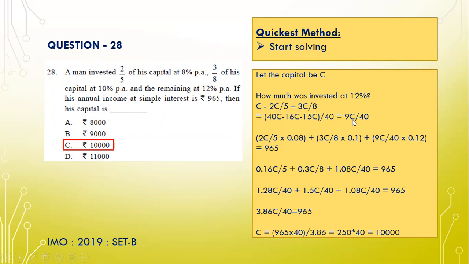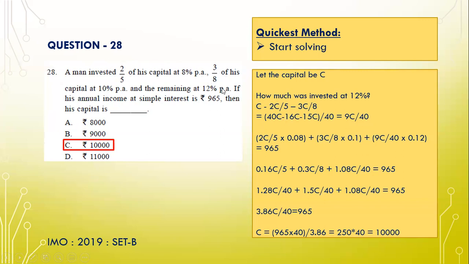So again, how much was at 8%? 2/5 of his capital at 8%. So how much was the interest? 2C upon 5, isn't it? 2C upon 5 into 8% is 0.08, plus how much at 10%? 3C upon 8. 3/8 of the capital at 10%. So 3C upon 8 is at 10%. So 10% is 10 upon 100, which is 0.1.